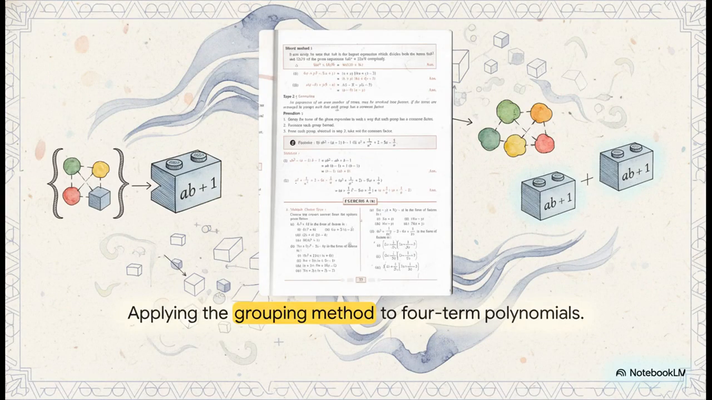Looking at a 4-term polynomial, by grouping the terms into pairs and pulling out the common factors from just those smaller pairs, it magically creates matching brackets. We can then extract that entire matching bracket as a whole new Lego block. We literally just turned a messy 4-term polynomial into 2 neat little brackets.